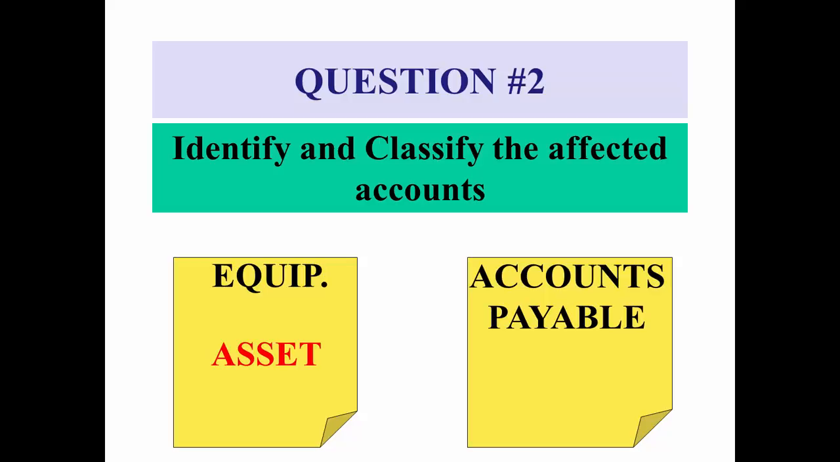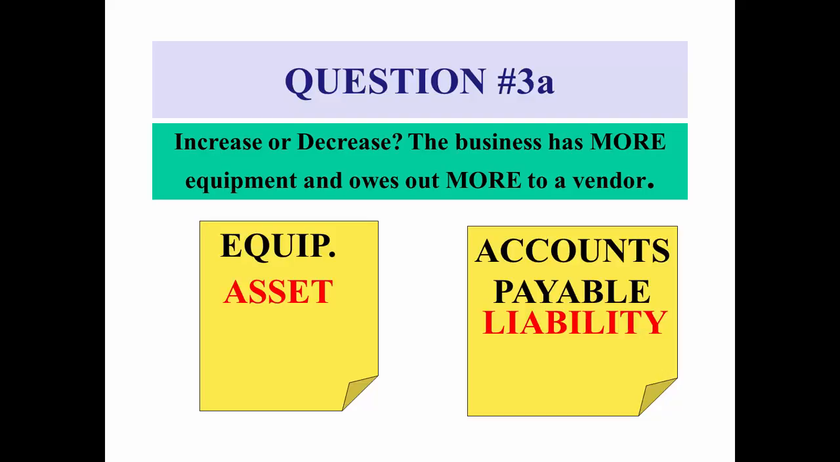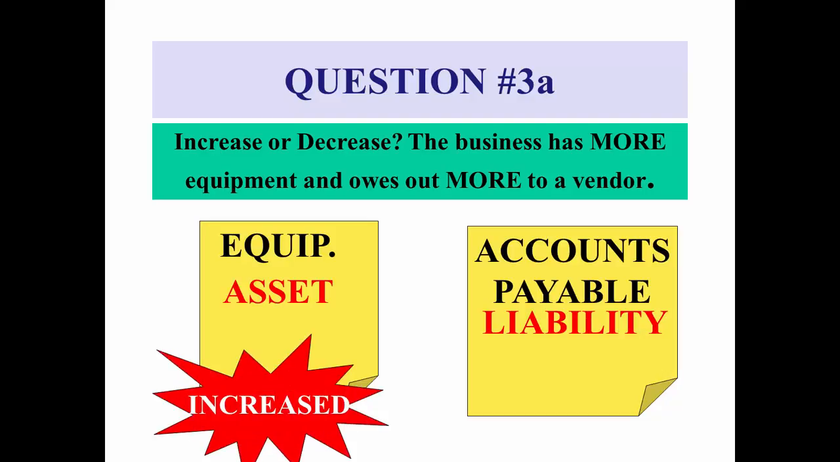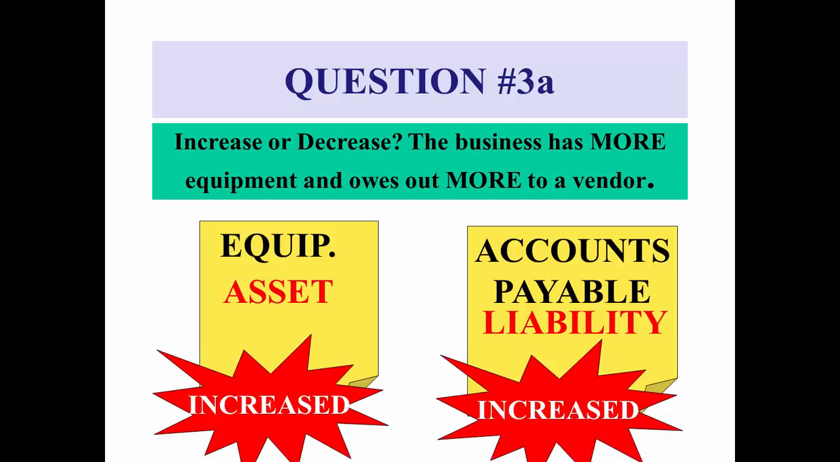The equipment is an asset. Accounts payable is a liability. We owe out to the vendor. We go down to question 3. Question 3 tells us to go back up to the top and say, do we owe out more or less to the vendor than we did 5 minutes ago? Well, we owe more to the vendor. And do we have more or less office equipment than we did 5 minutes ago? Well, we now have more equipment than we did. So we have an increase in the equipment, and we have an increase in accounts payable. We owe out more to the vendor.